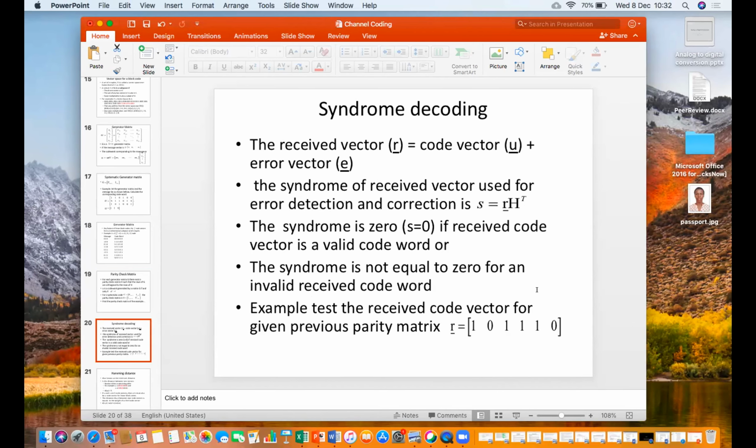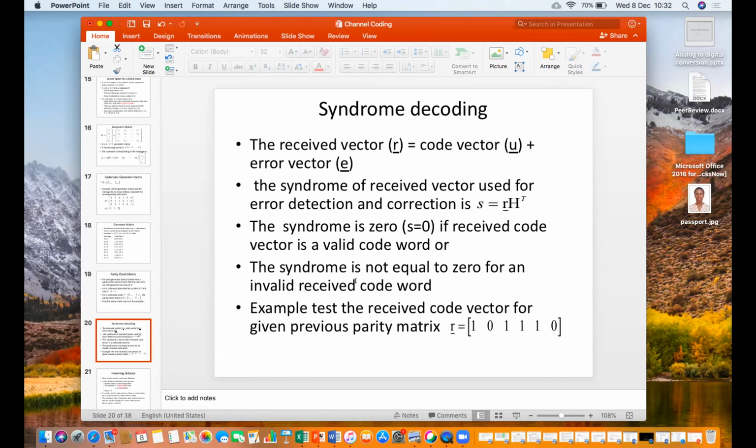It says that if you receive the code word without error, then your syndrome should be equal to zero. But if you receive the code word in error and your syndrome is not equal to zero, then it means that an error has occurred. In other words, the syndrome is not equal to zero for an invalid code word.